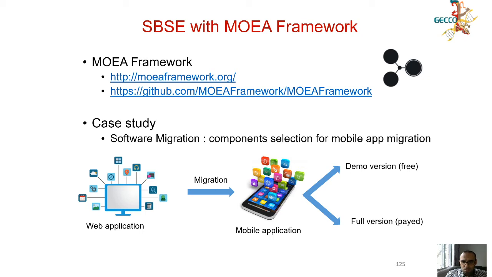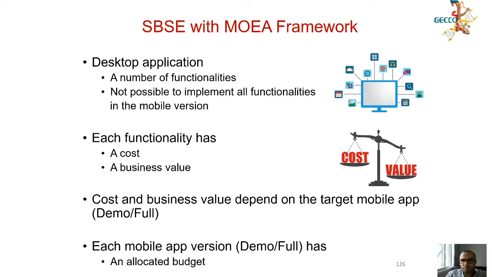The company wants to provide two versions: a demo version, which is free, and a professional or full version, which is paid. The challenge now is how to select the functionalities to be implemented in each of the free and paid versions of the mobile app. The original web application has a number of functionalities. Of course, it's not possible to implement all these functionalities in the mobile version, as it depends on some constraints such as the performance, the size, and the budget allocated for each version of the mobile app.